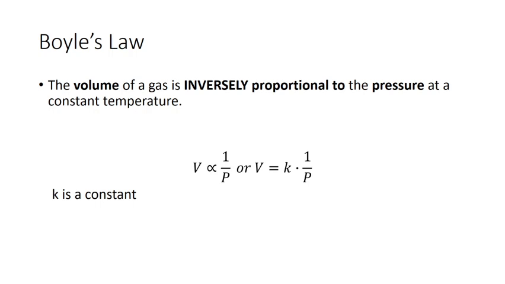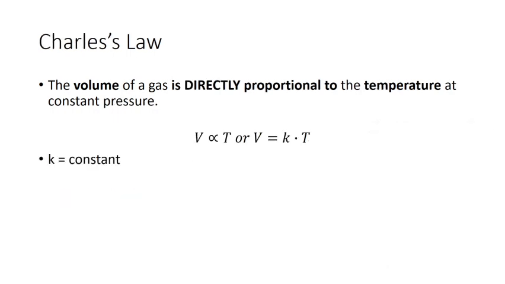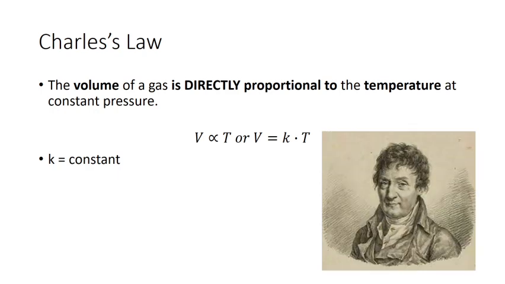Okay, so we'll start out with some laws here. Boyle's law: the volume of a gas is inversely proportional to the pressure at a constant temperature, or volume equals a constant times 1 over the pressure. That would be Boyle's law. The next law, Charles' law, is that the volume of a gas is directly proportional to the temperature at constant pressure, or that volume is equal to a constant times temperature, which basically means that as you heat up a gas, the volume is going to increase.